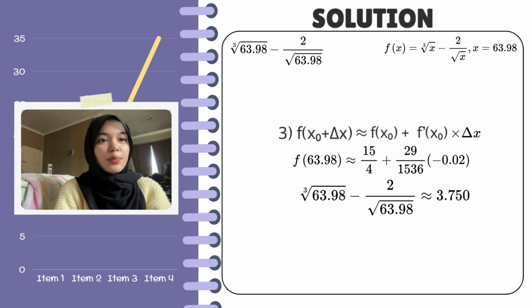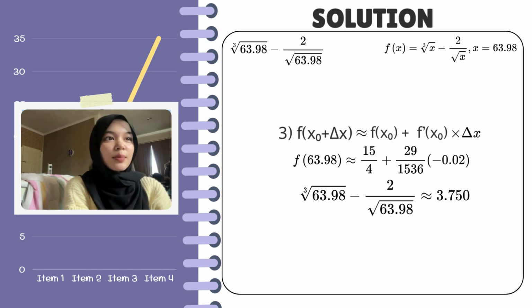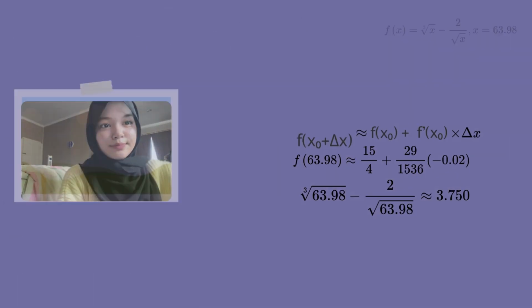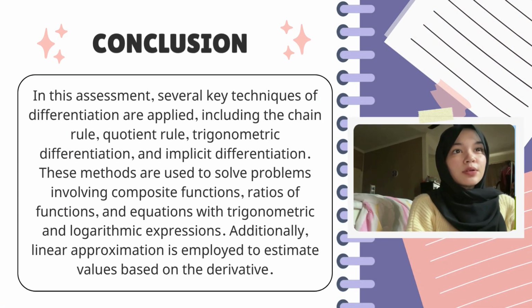And then we got approximately equal to 15 over 4 plus 29 over 1536 multiplied by negative 0.02. And then we put back the question, which is cube root 63.98 minus 2 over square root 63.98, and then we got approximately equal to 3.750. So this is our conclusion.